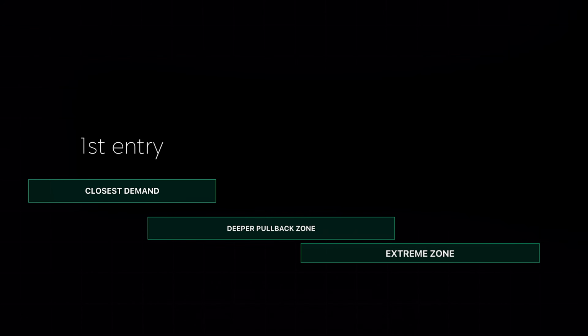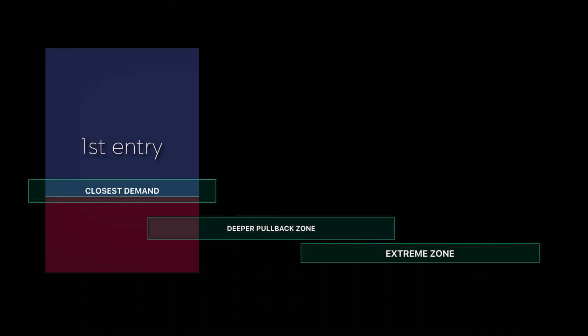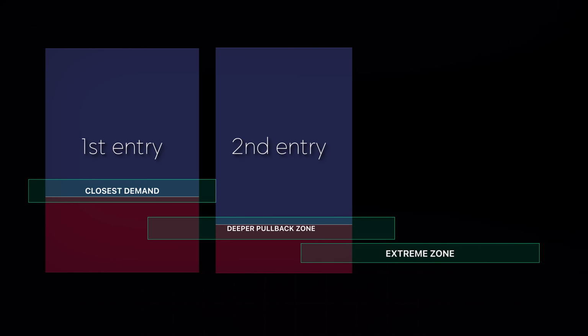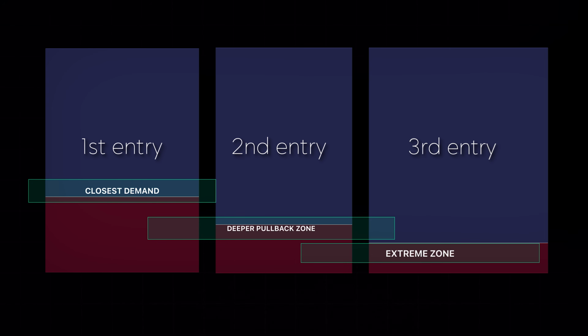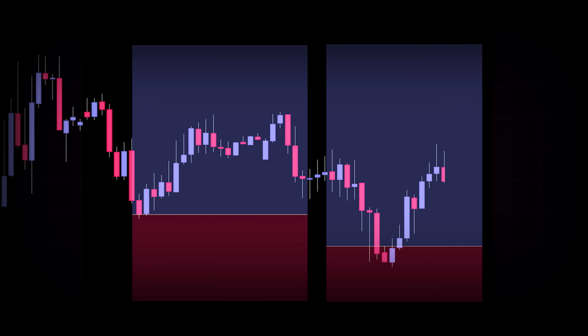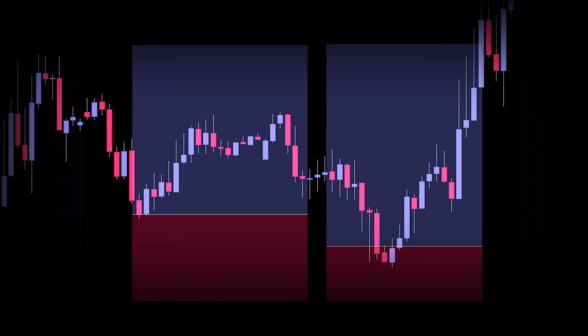So for example, I could place 1/3 of the position at the first level, and then another third in the deeper zone, and then of course the remaining position at the extreme zone. That way, if the price reacts early, I'm already in the trade. But if the price pushes deeper, the majority of my position still gets filled at the best price possible.